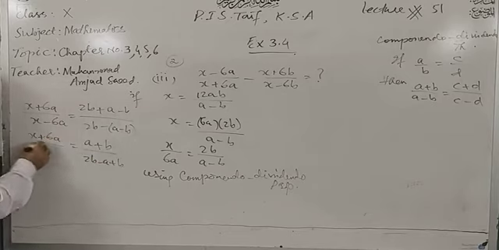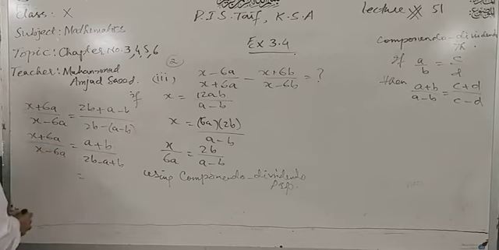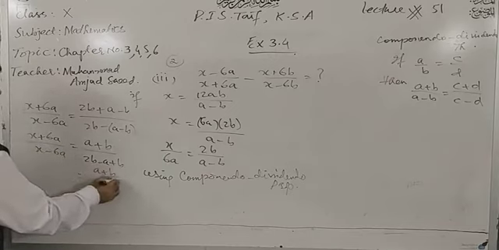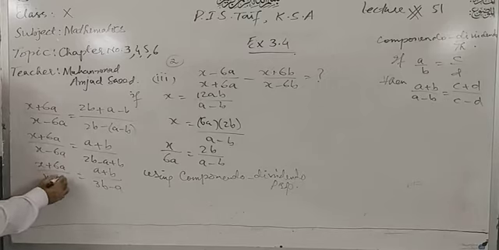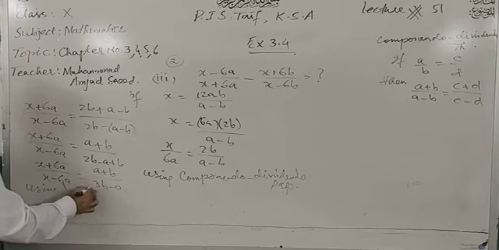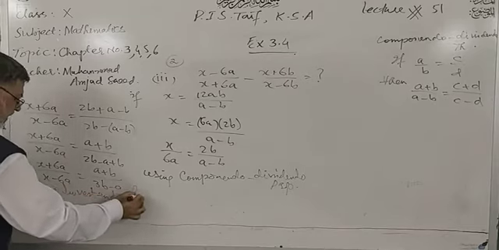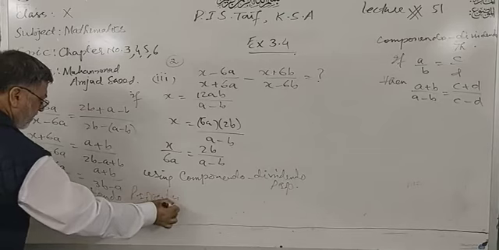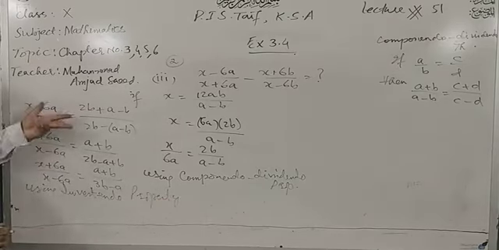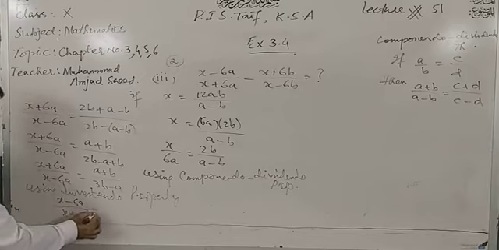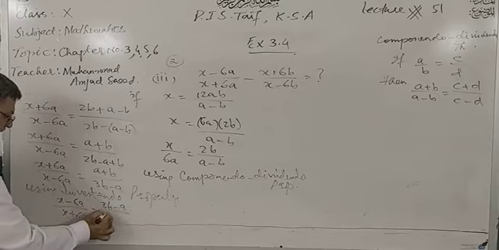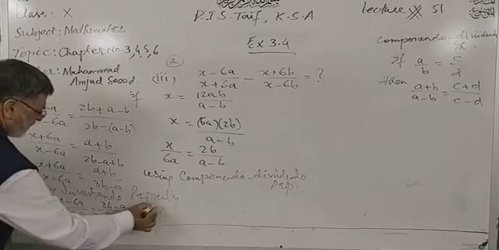x plus 6a over x minus 6a equals a plus b over 3b minus a. 2b plus b is 3b. Using invertendo property. In case of invertendo property, you invert, you take reciprocal. x minus 6a over x plus 6a equals 3b minus a over a plus b. This is your equation number 1.